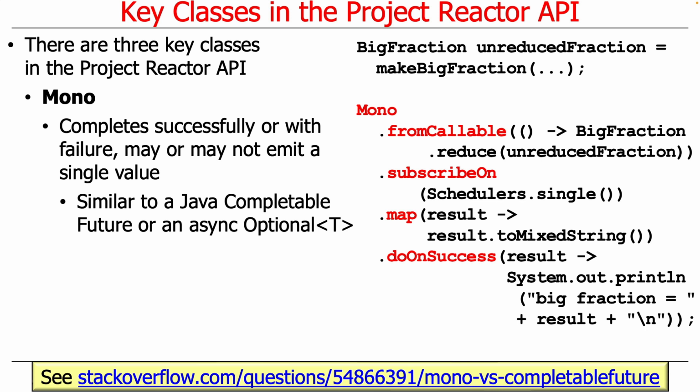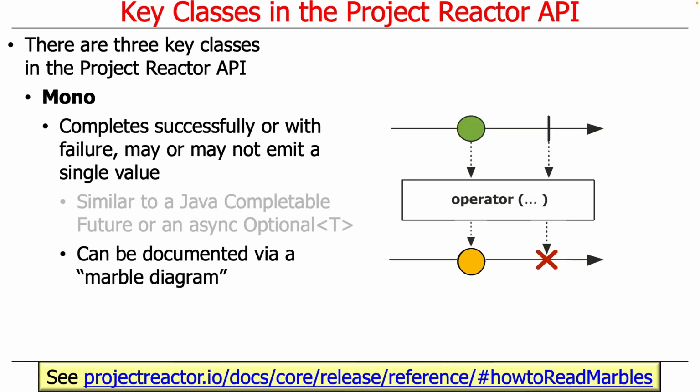Here's a very simple example where we have an unreduced fraction, and we're going to go ahead and reduce it in a single thread running in the background. We're going to convert the result to a mixed string, and then we're going to print the results out if all goes well. So that's kind of how a Mono works.